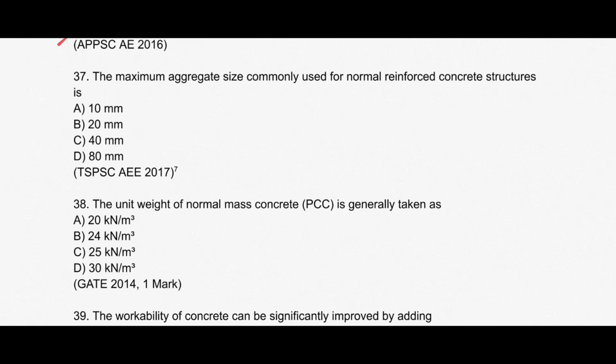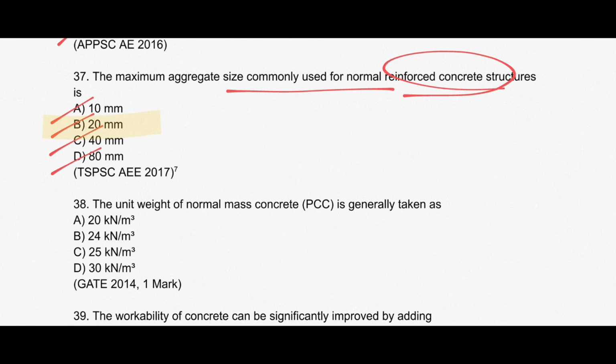37th question. The maximum aggregate size commonly used for the normal reinforced concrete structures. Option A 10, option B 20, option C 40, and option D 80 mm. So the answer is option B, that is 20 mm. So 20 mm is the maximum size we generally use in RCC.